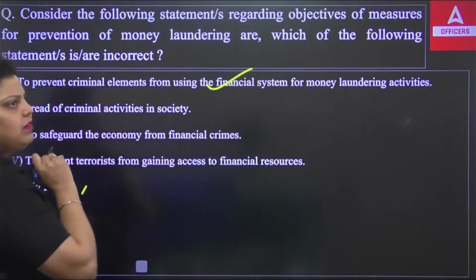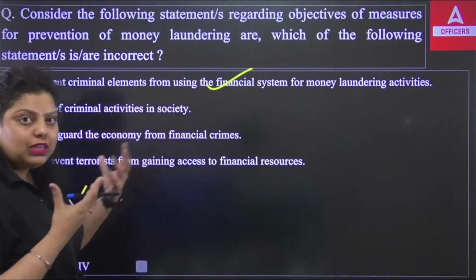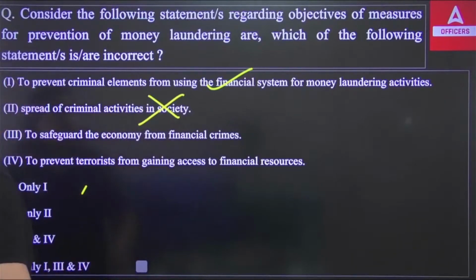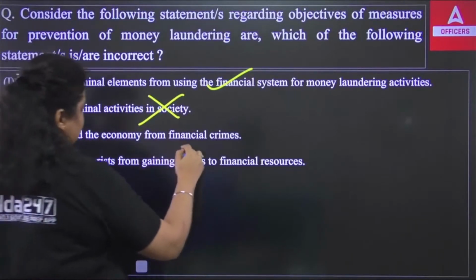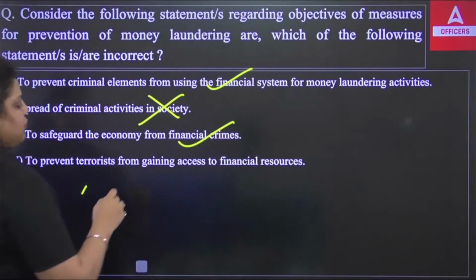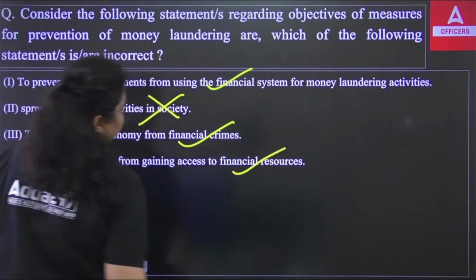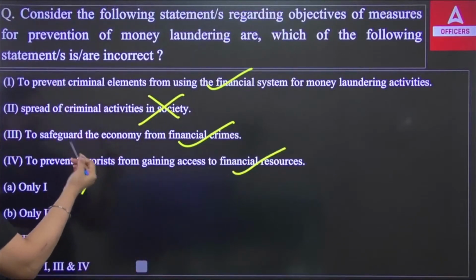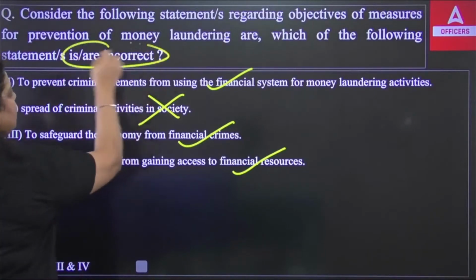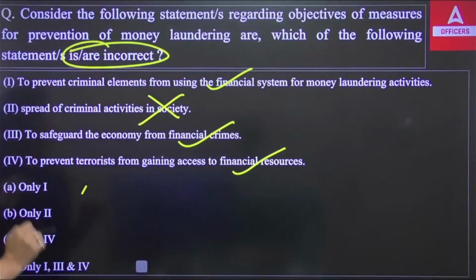Second: spread of criminal activities in society. Are we promoting the spread of criminal activities? Obviously not. This is not the objective. Third, to safeguard the economy from financial crimes. That is true. We are trying to control financial crimes. Fourth, to prevent terrorists from gaining access to financial resources. This is also true. So the first, third and fourth are objectives of measures for prevention of money laundering, but not the second one. And the question is asking about the incorrect statement. That is not an objective. So the right answer will be only the second.